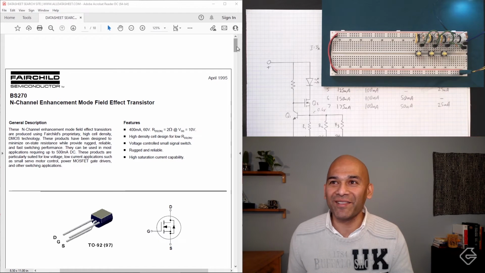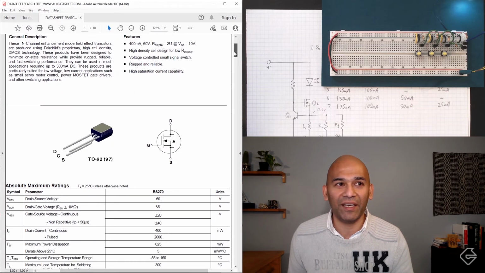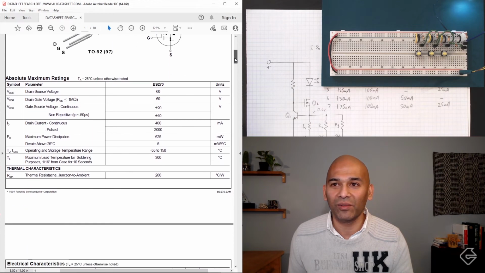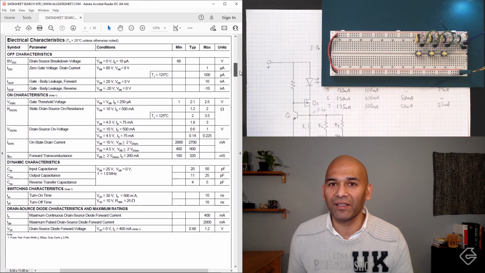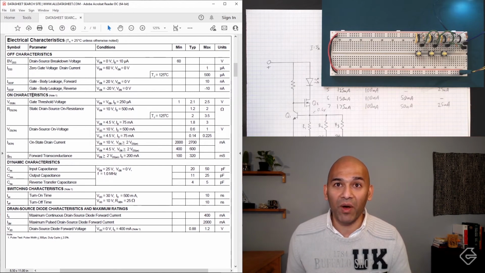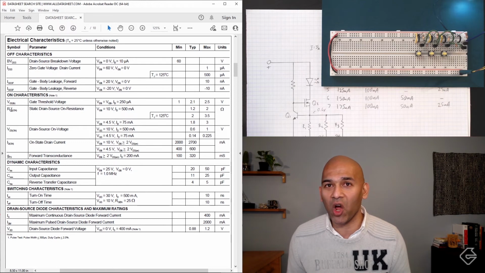But this BS270 MOSFET actually says that, if I scroll down a little bit here, keep scrolling... Ah, there it is. Yeah, there it is. So look at this. This is the on characteristic. So this tells me what this MOSFET behaves like when it's on. And it first of all tells me a number of details here about the gate threshold voltage. Don't worry about that. The number I'm looking at is this one, RDS.